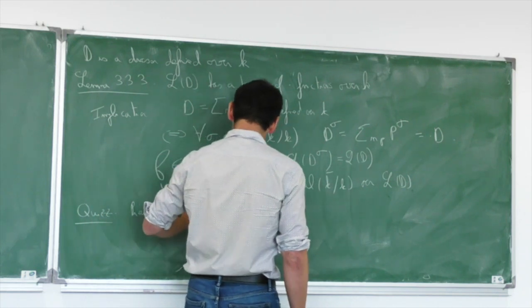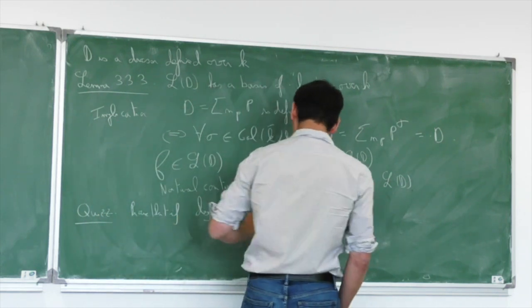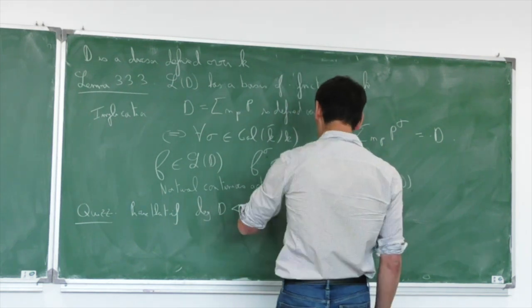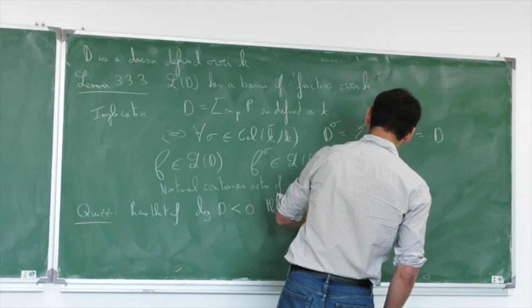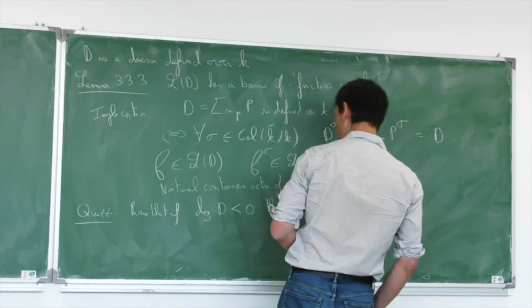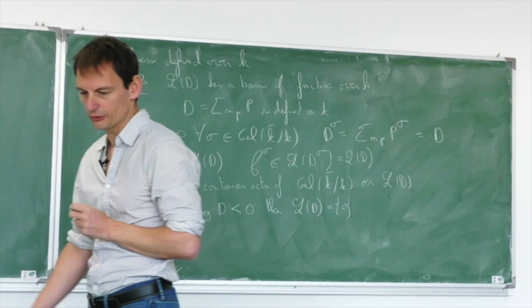Okay, so already a small quiz for you: prove that if the degree of D is negative, then in L of D you have only 0. So it's not a very interesting space.